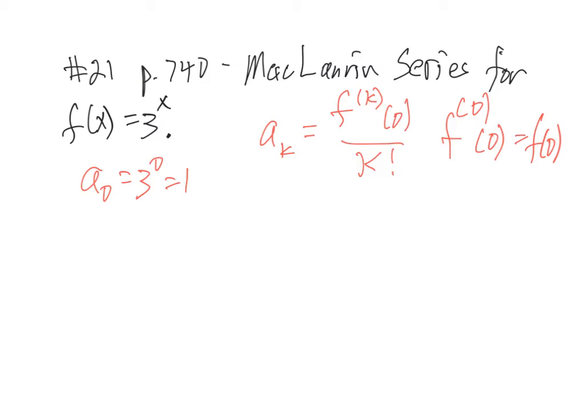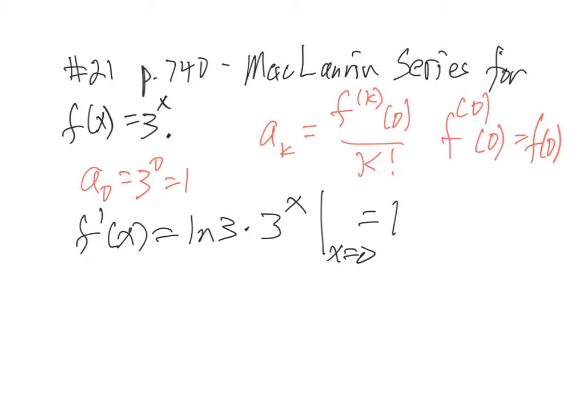And then we need a derivative. F prime of x equals, because it's an exponential function, because the base is not e, we have to kick a natural log out. So there's the derivative, and we're going to plug in 0, which gets me ln 3. And therefore, a sub 1, let's write these in red, is equal to ln 3 divided by 1 factorial. Well, that's just ln 3.